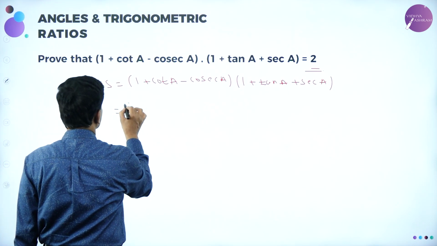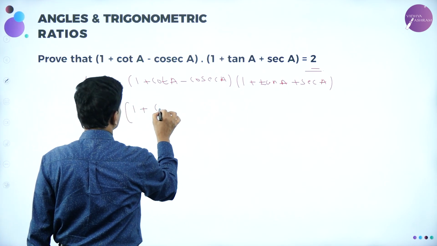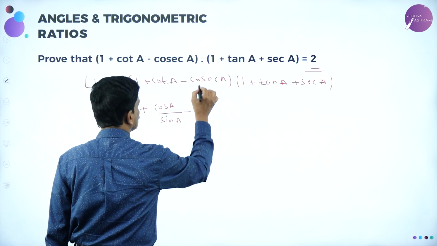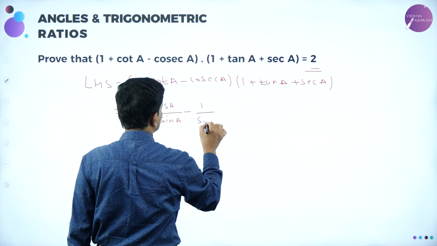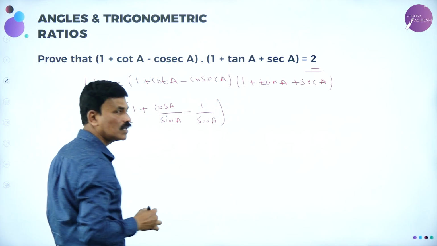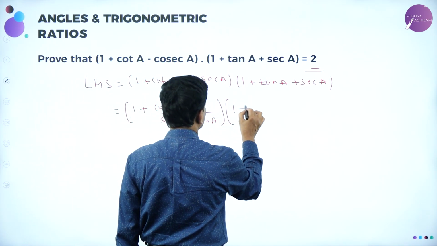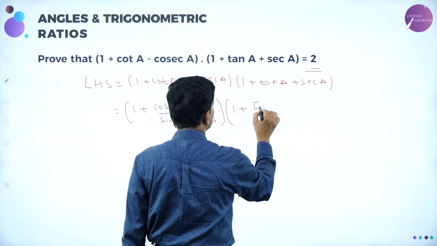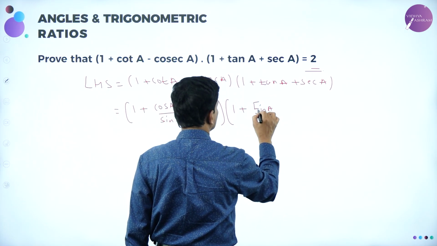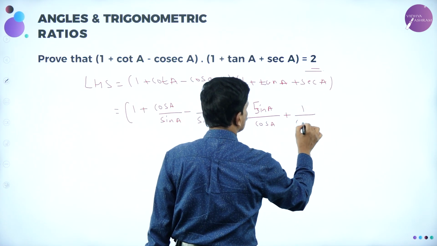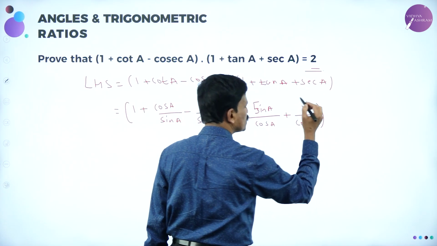So, this can be written as 1 plus cot A, which is cos A by sin A, minus cosecant A, which is 1 by sin A. The reciprocal relation for cosecant is 1 by sin. Similarly, 1 plus tan A can be written as sin A divided by cos A, and plus secant A is equal to 1 by cos A.